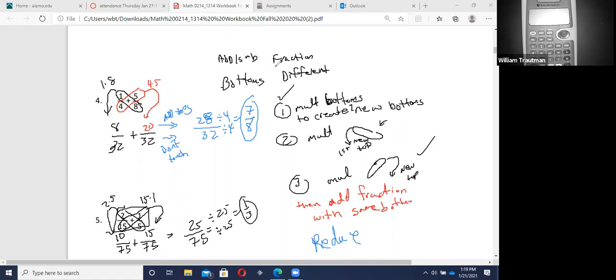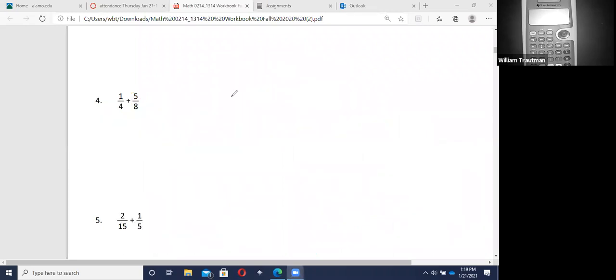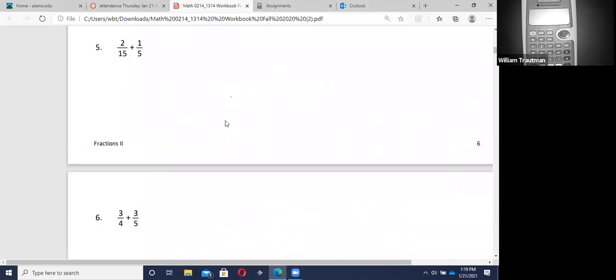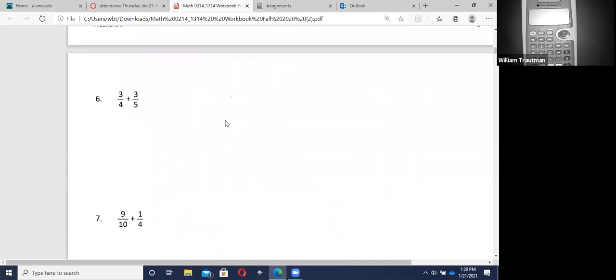All right, let's move on. Any questions on these so far? Okay, so let's try these. See, the bottoms are different for both of these. So we're going to use the same method, but I'm going to put these into my calculator.